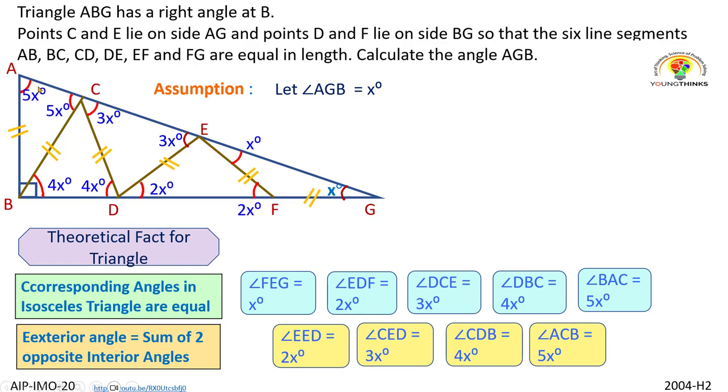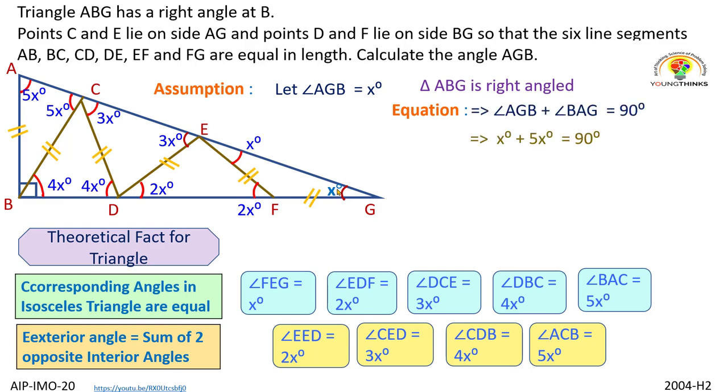Now, how do we put it all together? You need to find the value of angle AGB. If you look at this large outer triangle, a 5x here plus a 90 here plus an x here is 180, and hence x plus 5x is 90. Hence 6x is 90, and hence x is going to be equal to 15 degrees. Your angle AGB is 15 degrees. Is it fine, everyone? You okay, everyone?